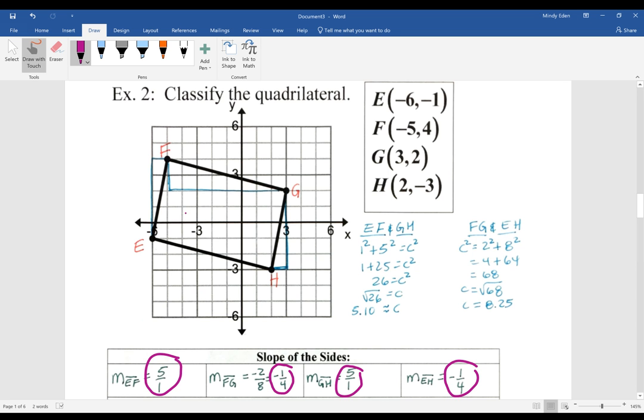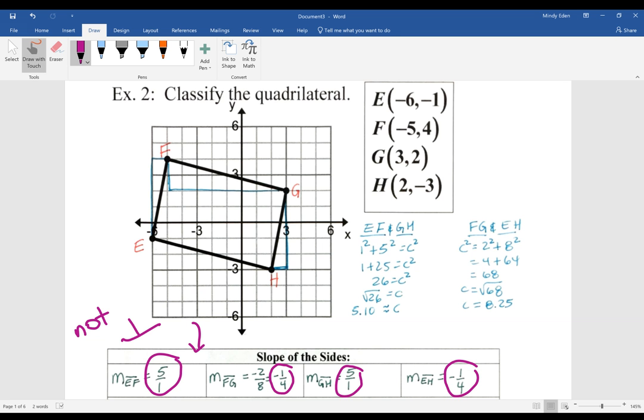So these are parallel. But because 5 and negative 1/4, those are not opposites and reciprocals, I know that these are not 90-degree angles, okay? So we know it's not perpendicular, okay, based on our slope.